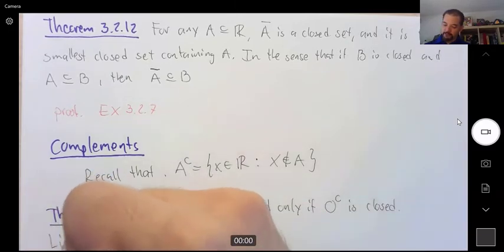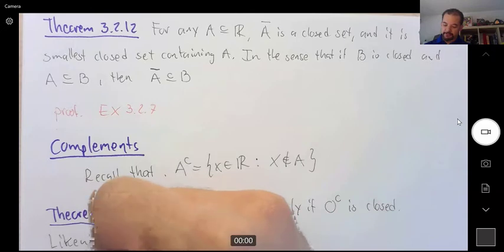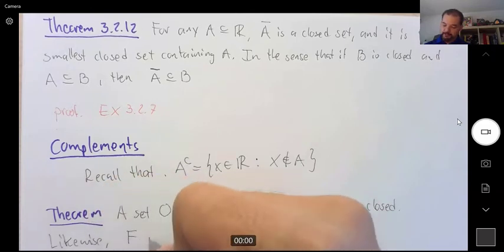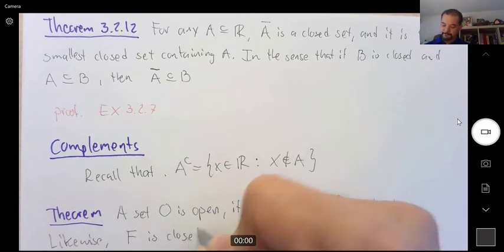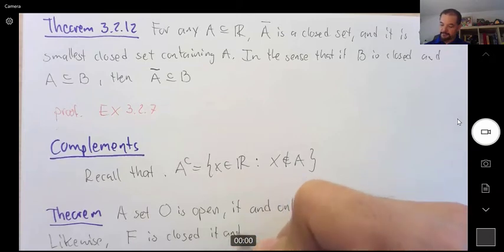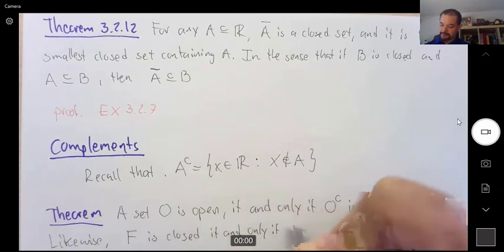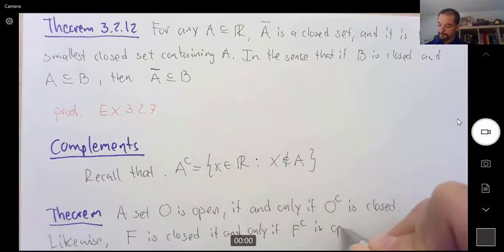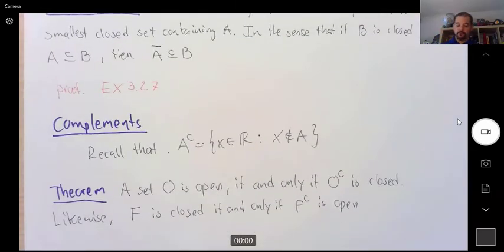And it works the other way around, of course. So likewise, F is closed if and only if F complement is open. So if you want to go from open to closed, you just take complements, right? If a set is open, then its complement is closed. And if a set is closed, then its complement is open. Okay? All right.